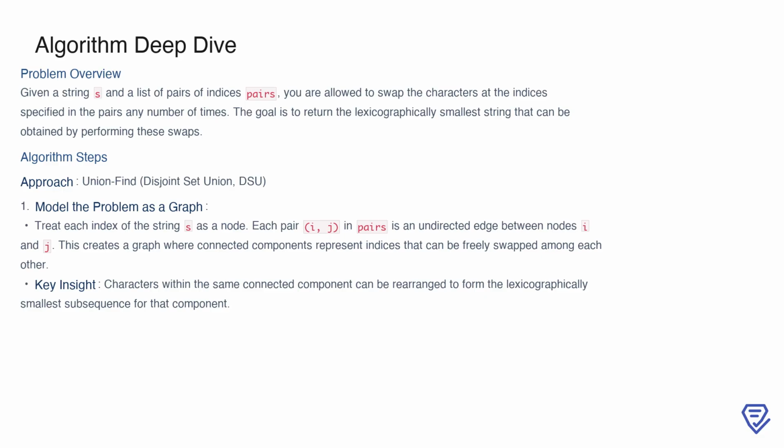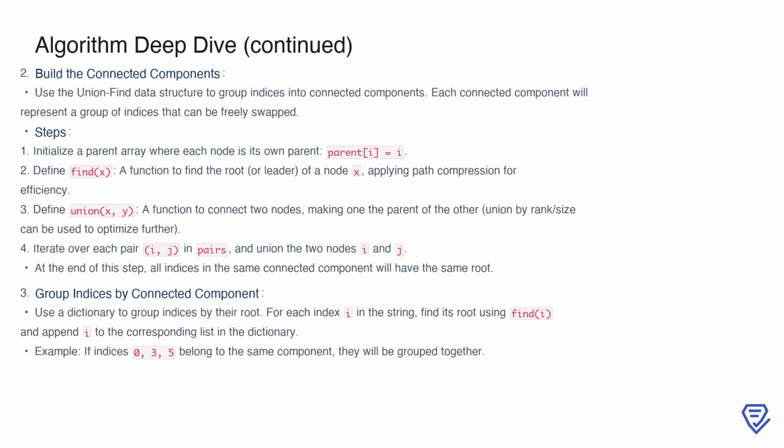To effectively manage these connected components, we'll use the union find data structure, also known as disjoint set union, or DSU. To build the connected components, we use the union find data structure. This allows us to group indices into clusters where swaps are possible. The process begins by initializing a parent array where each node is its own parent. This means that initially, every index is considered its own separate component.